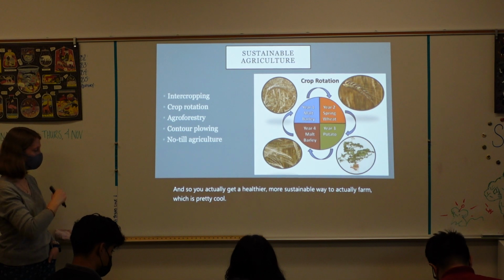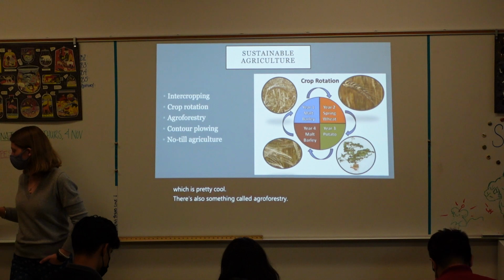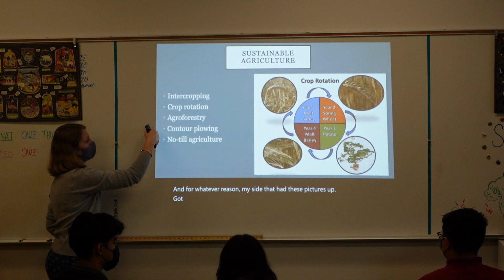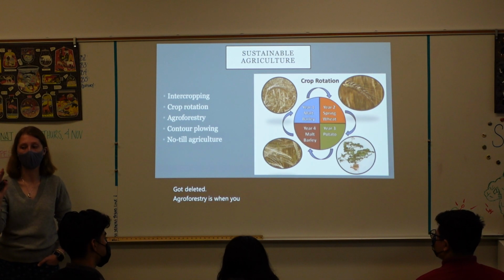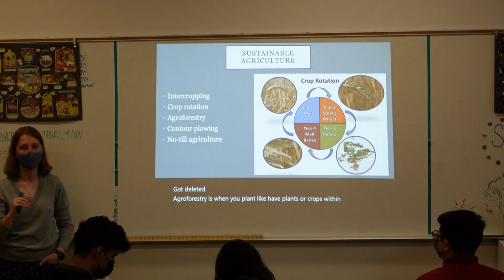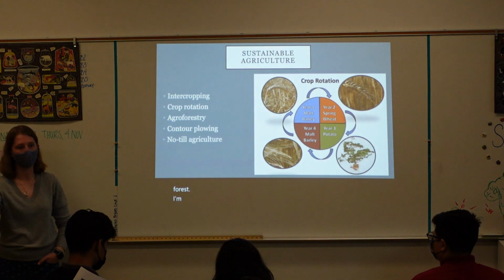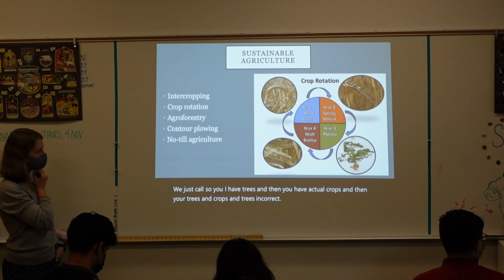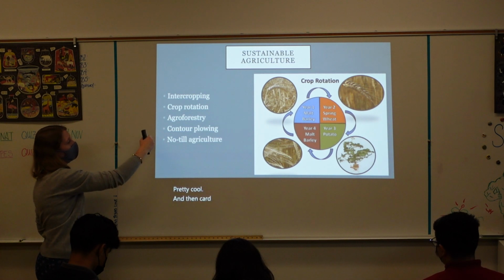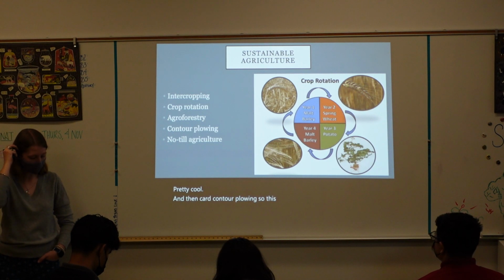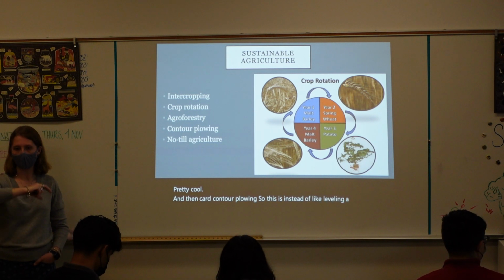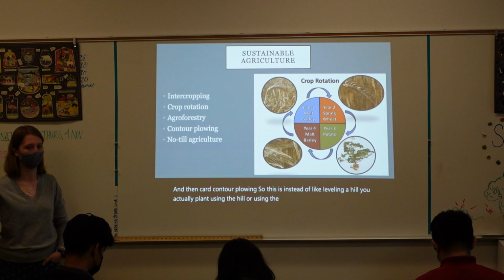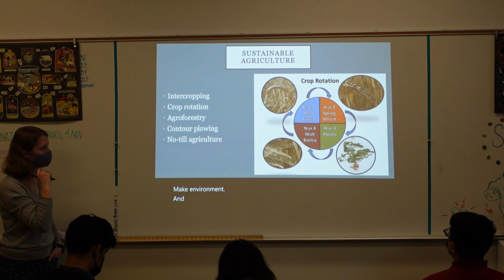There's also something called agroforestry. For whatever reason, my slide that had these pictures got deleted. So agroforestry is when you have crops within trees in the forest, which is cool. You have trees and then crops, and then trees and crops and trees and crops. And then contour plowing. Instead of leveling a hill, you actually plant using the hill, using the natural environment to your advantage.